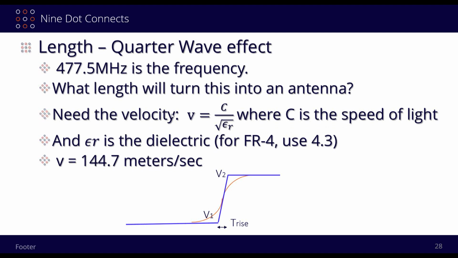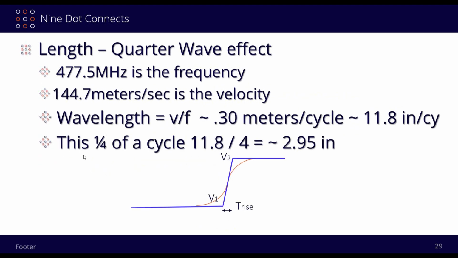One of the things that's really interesting about this is that it doesn't matter what the frequency is. This equation will remain the same as long as you use it, since it's based upon your dielectric constant. That's going to come out to 144.7 meters per second. Okay, great, so what do we do with that? Well, wavelength is velocity over the frequency. When we punch out the math, it's going to be 0.3 meters per cycle, or approximately 11.8 inches per cycle.